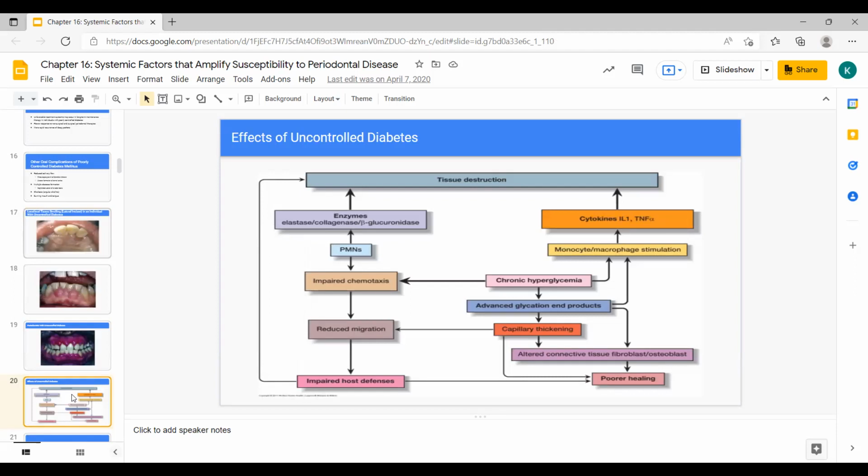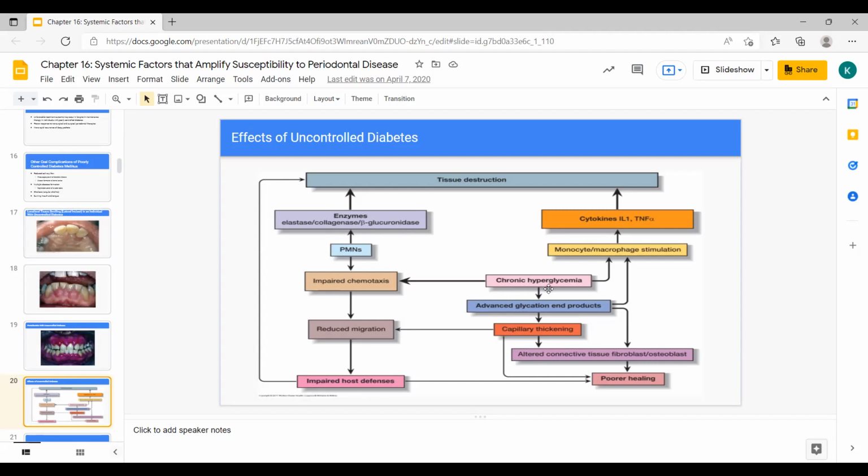So the effects of uncontrolled diabetes lead to tissue destruction. Where do we want to start here? Impaired host defense: reduced migration, impaired chemotaxis, the release of PMN enzymes, collagenase and beta-glucuronidase, increased tissue destruction, okay?